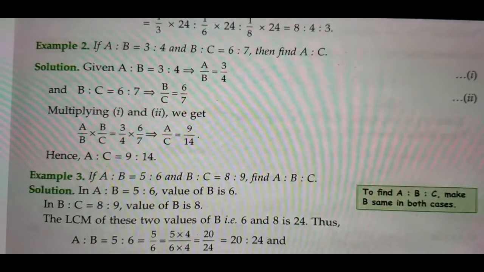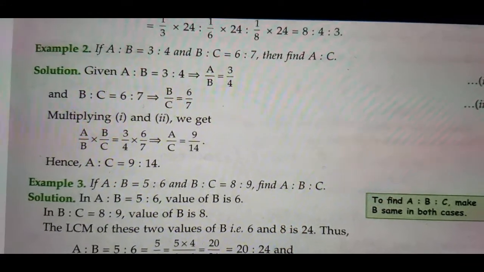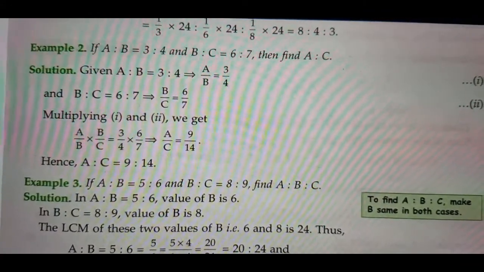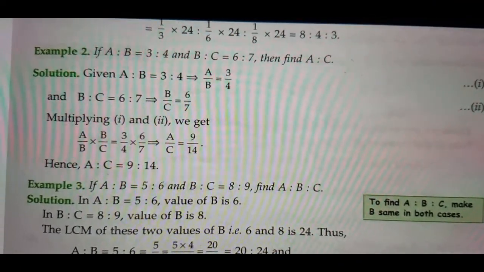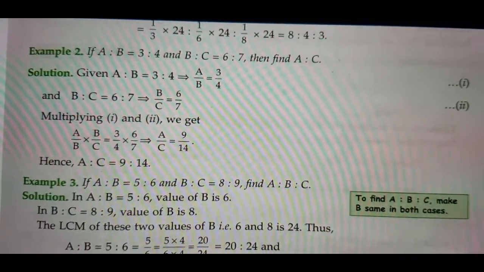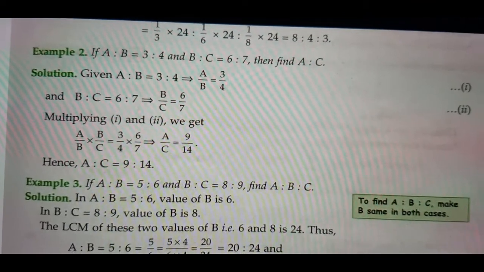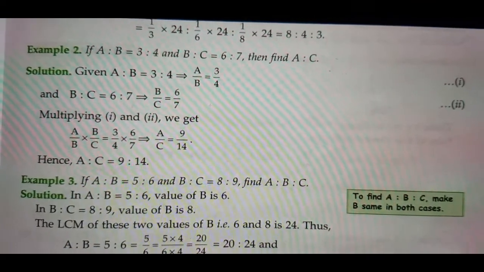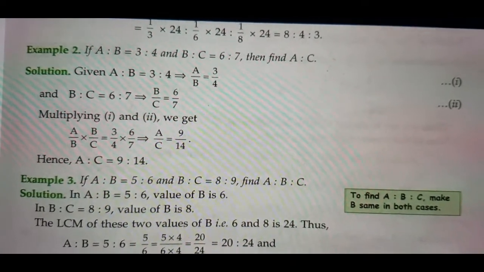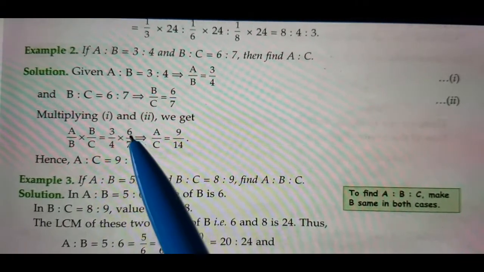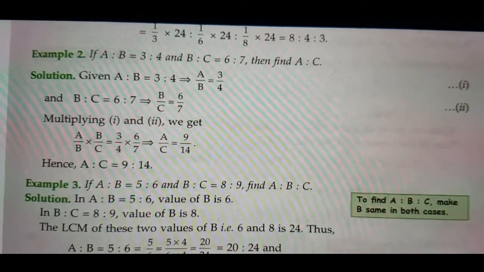Example 2. If A is to B is 3 is to 4 and B is to C is 6 is to 7, find A is to C. So you know A is to B is equal to 3 is to 4, that means 3 upon 4, and B is to C means B upon C, that is 6 upon 7. So we multiply these two equations 1 and 2. So A upon B into B upon C is equal to 3 upon 4 multiplied by 6 upon 7. So 2 2s are 4, 2 3s are 6, 3 3s are 9 and 2 7s are 14. So the answer is 9 is to 14.